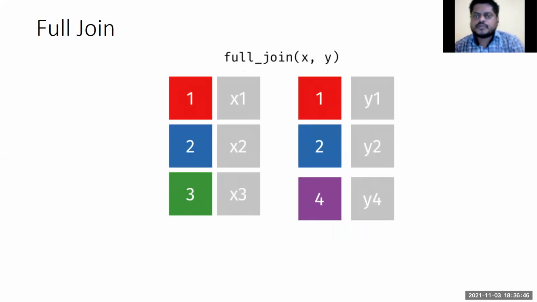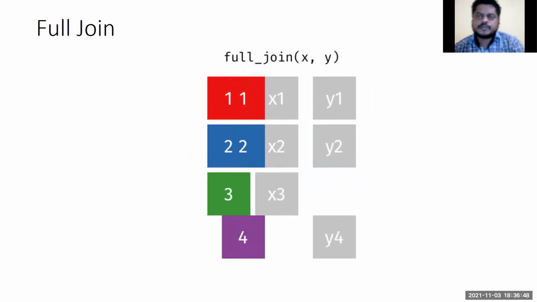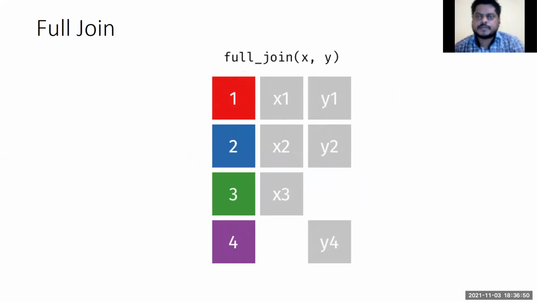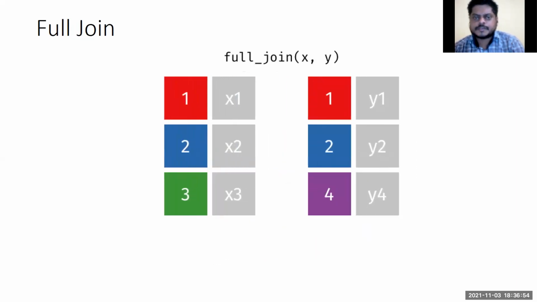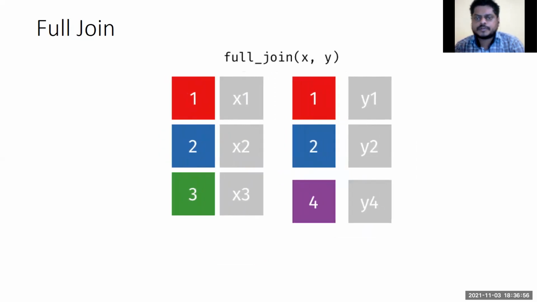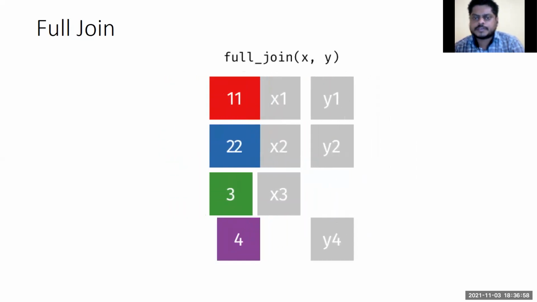Then full join. Full join is easy. All the tables, every piece of information will be there. You do not have to delete anything. So 1, 2, 3, 4, all the information is available.